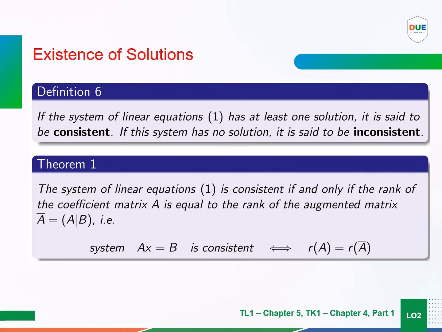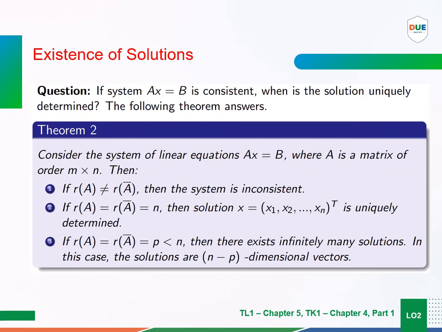The theorem states that a system AX equals B is consistent if and only if the rank of the coefficient matrix A is equal to the rank of the augmented matrix A bar B. So the practical rule is, equal ranks mean that at least one solution exists. Unequal ranks mean that the system has no solution. Later, we will also compare this common rank with the number of unknowns to determine whether the solution is unique or infinite.